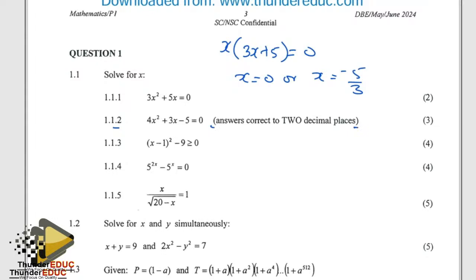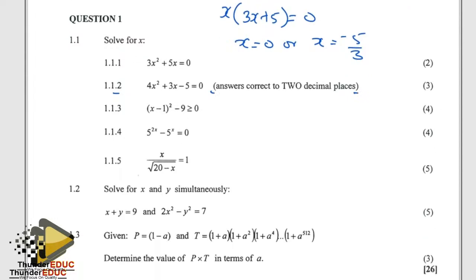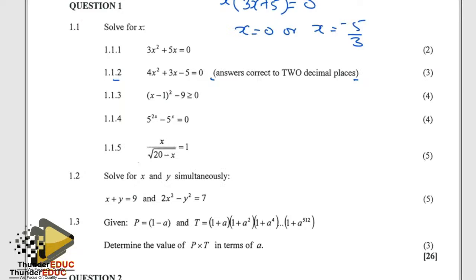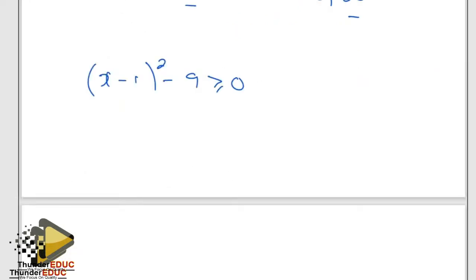1.1.3, we're being told that x minus 1 squared minus 9 is greater than or equal to 0. This is the inequality part of the question. I'll still do it on this other side. There are two ways to answer this. You can either open up this bracket and form a standard quadratic equation, or we can just move the 9 to that side. Either way, our aim is to end up with the critical values.